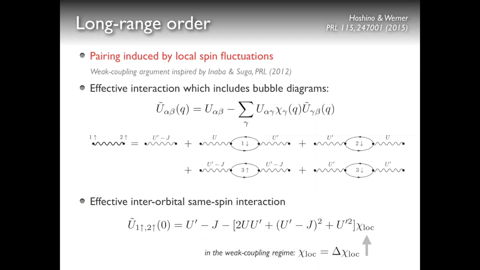Let me briefly try to explain how enhanced local moment fluctuations can induce equal spin pairing in different orbitals. Here we can do a kind of weak coupling argument and try to write up the diagrams which involve bubble insertions to define an effective interaction. And then we see that to leading order, we have the bare interaction U' minus J, and then minus some positive term times the local spin susceptibility. And then in the strongly correlated regime, we would want to replace this local spin susceptibility by the dynamical contribution to the local spin susceptibility. And then we can at least hand-wavingly explain why an enhanced local spin susceptibility leads to an attractive interaction between same spin electrons in different orbitals, and therefore to pairing.